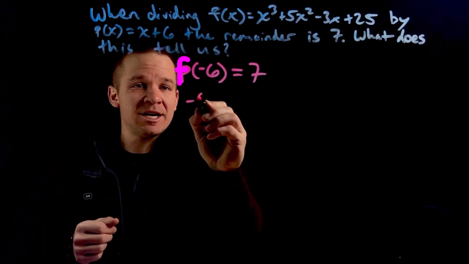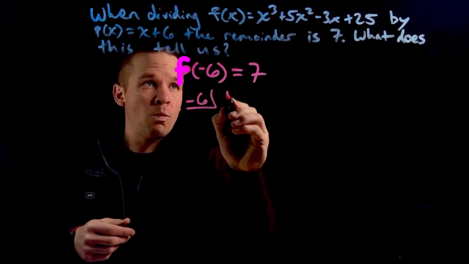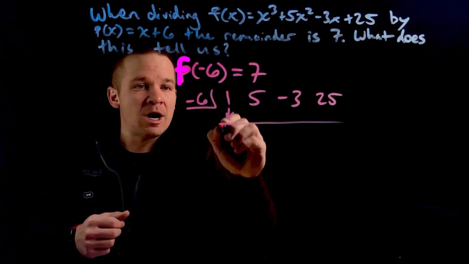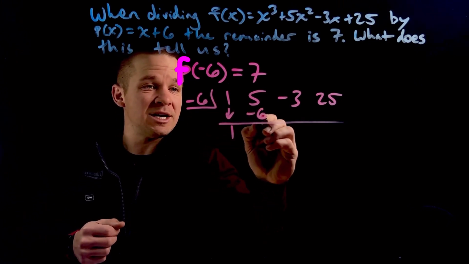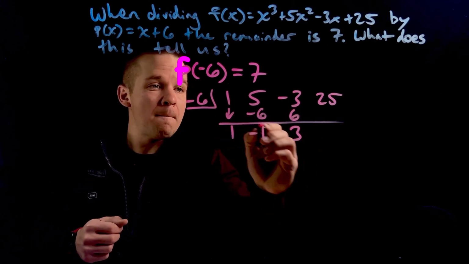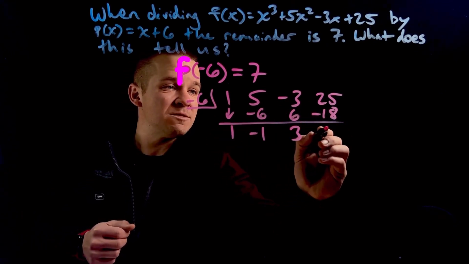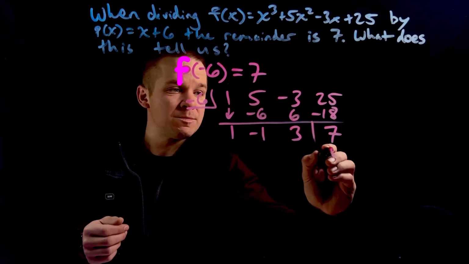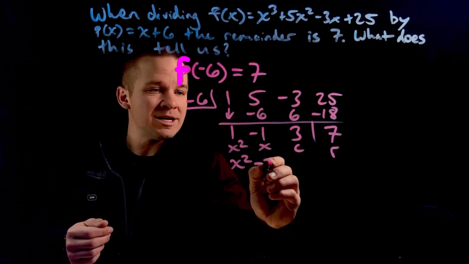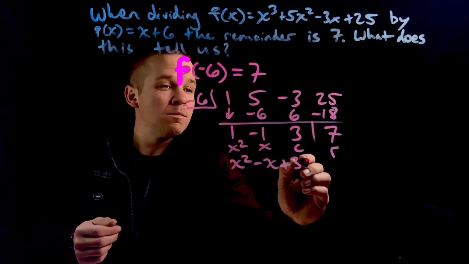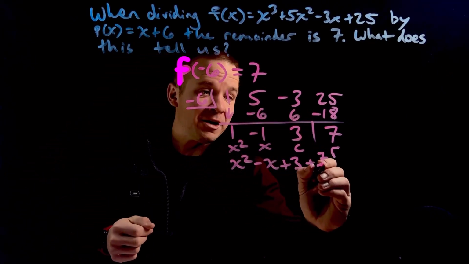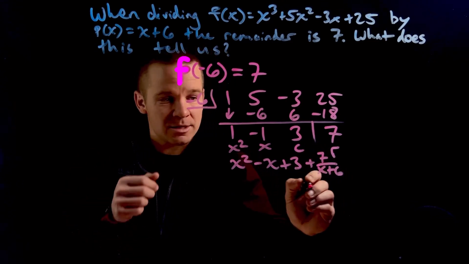If I had negative 6 in the box for synthetic division, and I had 1, 5, negative 3, and 25, and I go through the process, drop that 1, negative 6 times 1 is negative 6, add them, I get negative 1, multiply, I get 6, add them, I get 3, multiply, I get negative 18, which leaves me with 7 for my remainder. This is my remainder, my constant, my x, and my x squared. So I'd have x squared minus x plus 3 plus a remainder of 7 divided by what I was dividing by, which is x plus 6. So that's what we would have right there.